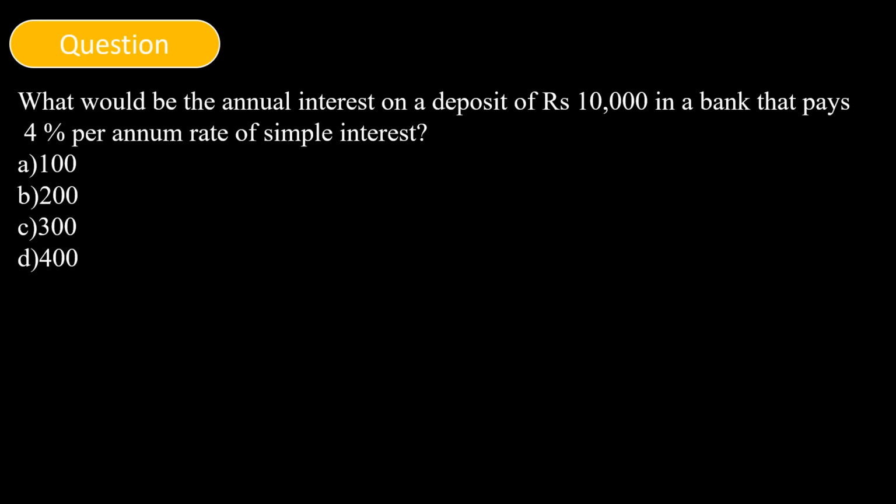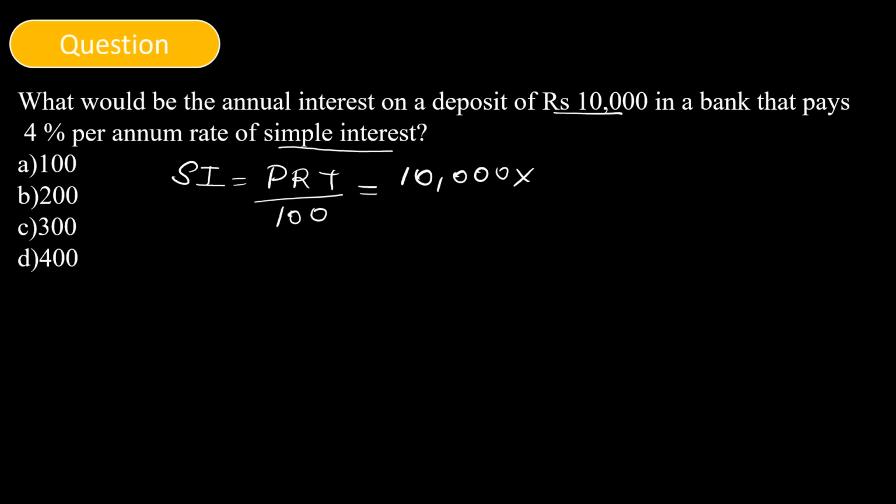What would be the annual interest on the deposit of 10,000 in a bank that pays 4% per annum of simple interest? Here we have to use the formula of simple interest, simple interest equal to PRT divided by 100. Here the principal amount is the deposit of rupees 10,000. R is the rate of interest, here it is 4. And time is given as annual, so time is 1 year, divided by 100. So this is 400. This is a simple question, option D.